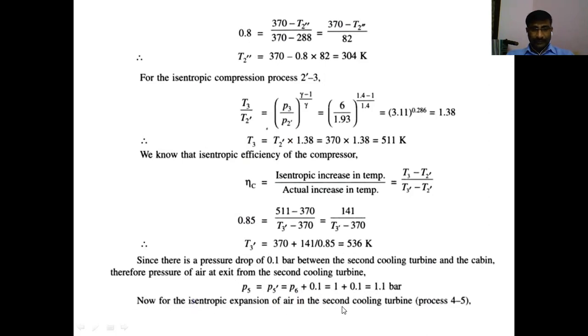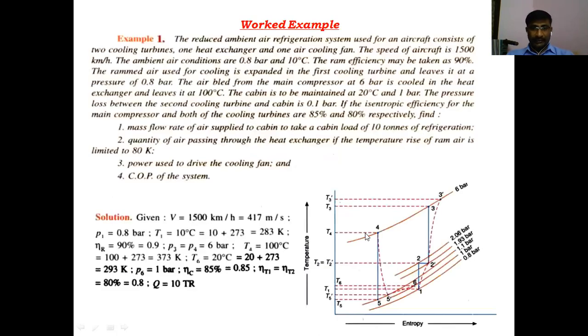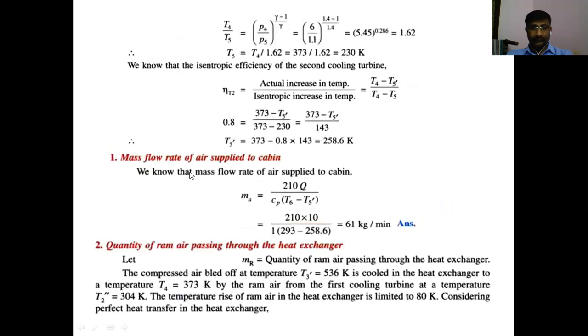So now isentropic expansion of air in the cooling turbine, process 4-5. After getting T3 dash, the temperature T4 is also given in the problem as 100 degrees centigrade. Using this T4, we can find T5 and T5 dash. So how to find T5? T4 by T5 equal to P4 by P5 whole power gamma minus 1 by gamma. P5 is 1.1 bar, P4 is 6 bar. So from the T4 by T5 formula, we will get 1.62.